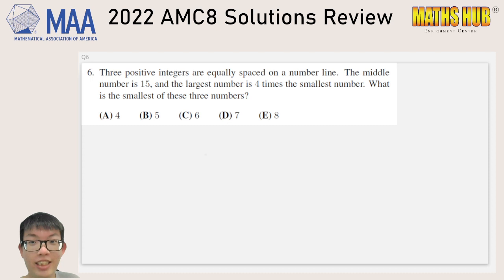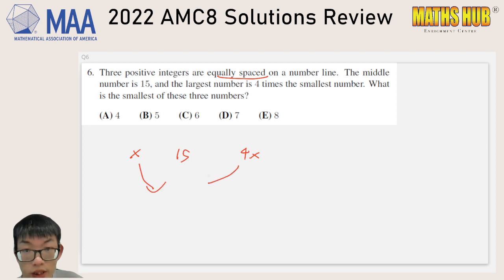This is question 6. 3 positive integers are equally spaced on the number line. The middle number is 15 and the largest number is 4 times the smallest number. Equally spaced means that the middle number is literally in the middle. Right? So if I have got x and 4x, then 15 is the average of the two. So that means that 15 times 2 is 30, would be the sum of these two, and so 5x equals 30 and x equals 6.